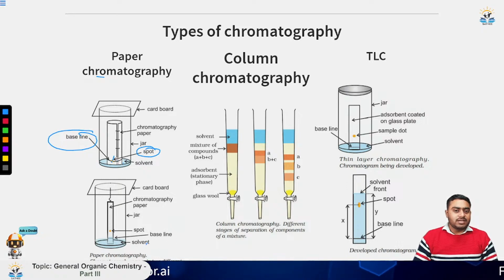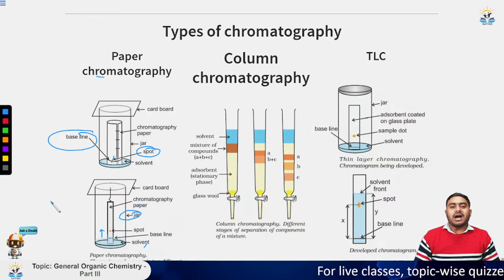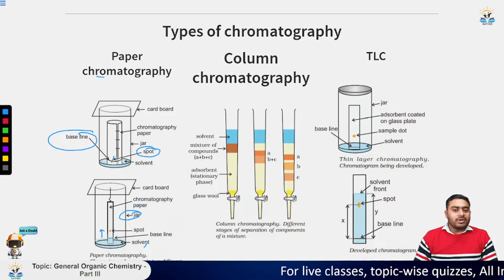Then the solvent rises, and what happens? You can see this is the chromatographic paper, again jar, spot and baseline. So you can see the spot travels some distance, right? Based on that we have to calculate the RF value. So paper chromatography, paper in two different shapes, you can see here.